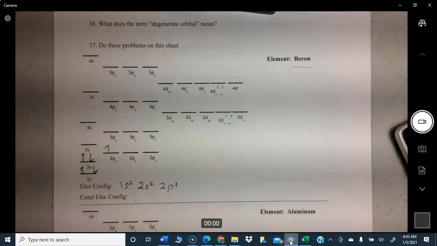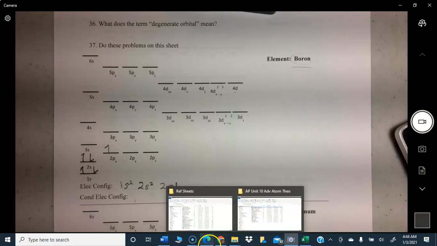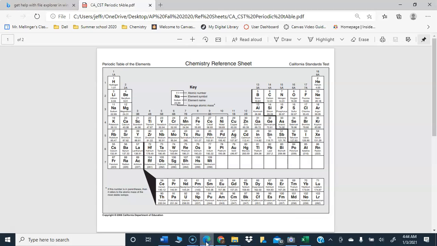Okay, the condensed electron configuration, what it does is it goes back to the previous line. It finds the element you're looking for, in this case boron. It goes back to the previous line, and instead of writing everything, you just start with the noble gas that is in the previous line. So in this case, we start with helium, because boron is in the second row. So helium is the noble gas in the row before it, so that's He.